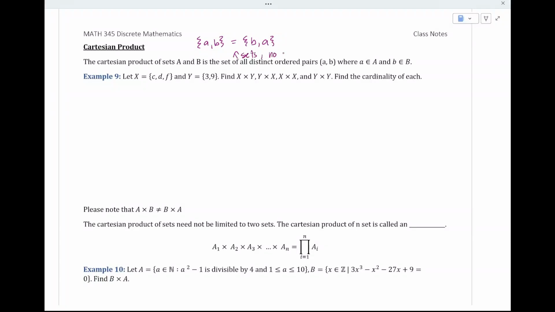And in sets, we don't really care about the order. The order of a set doesn't matter. We usually write it in alphabetical order or numerical order. That's just easier to keep track of, but there's no difference between these two sets.